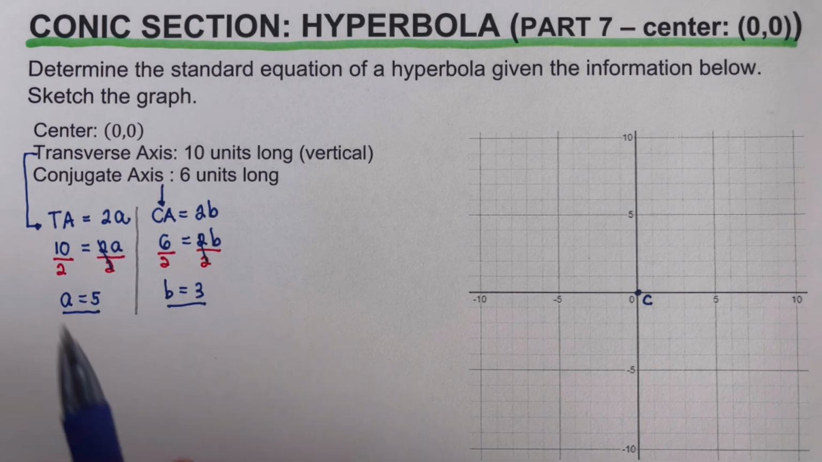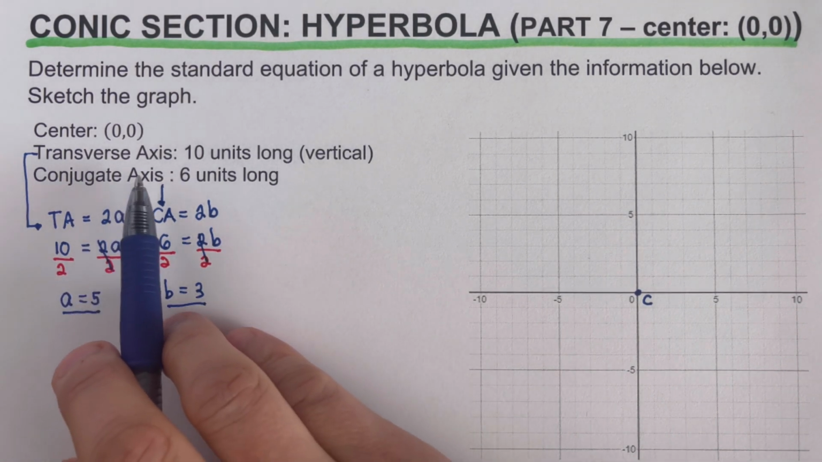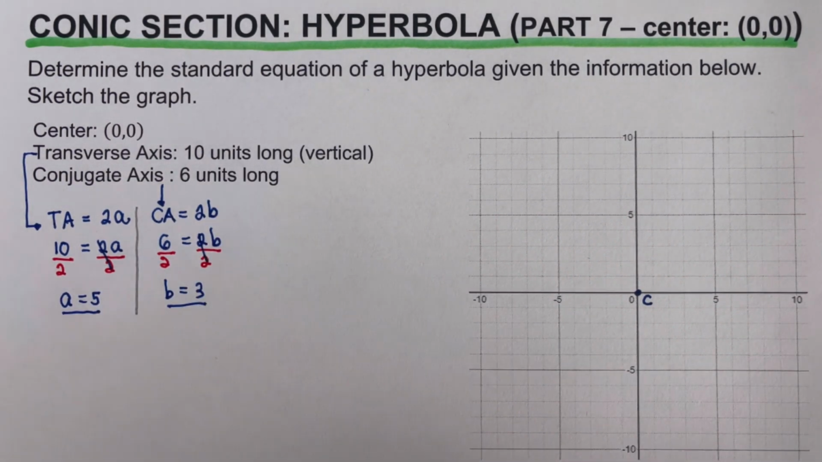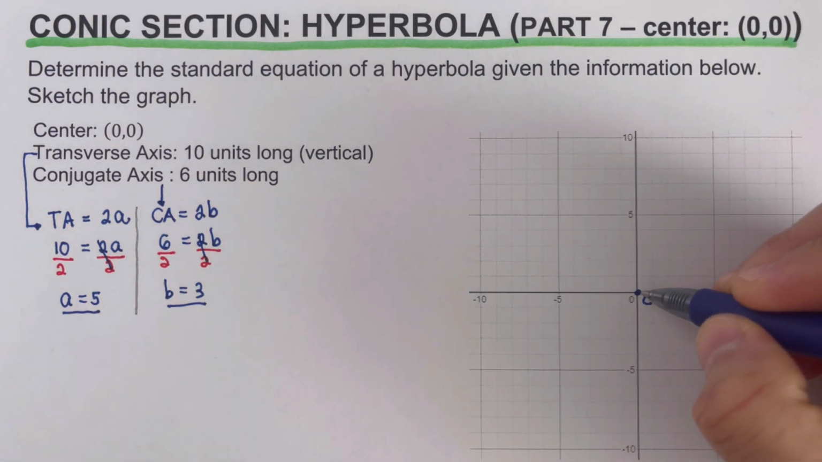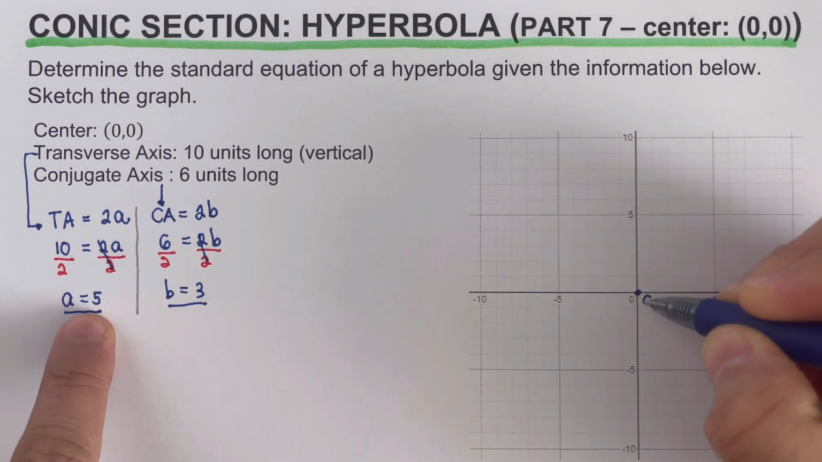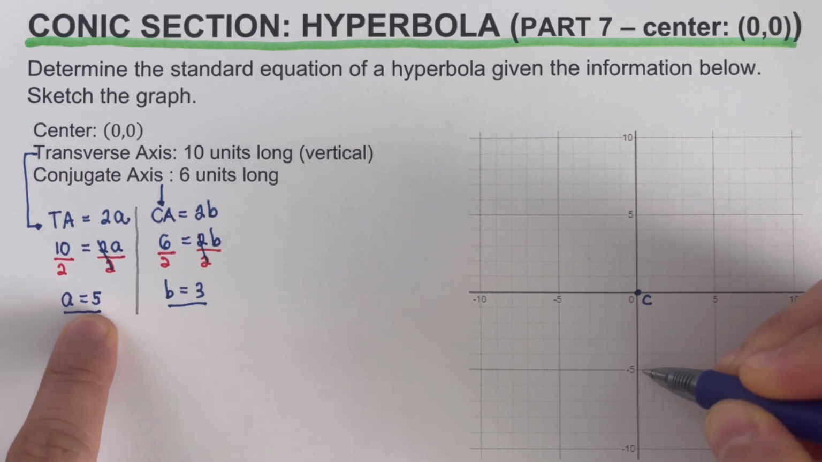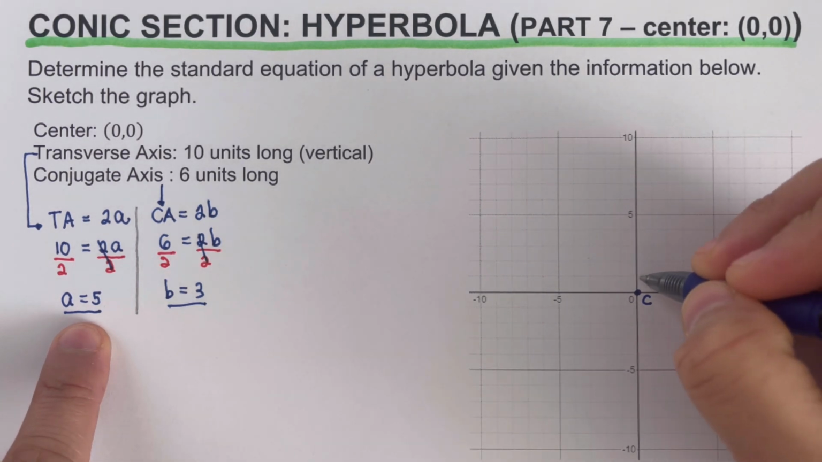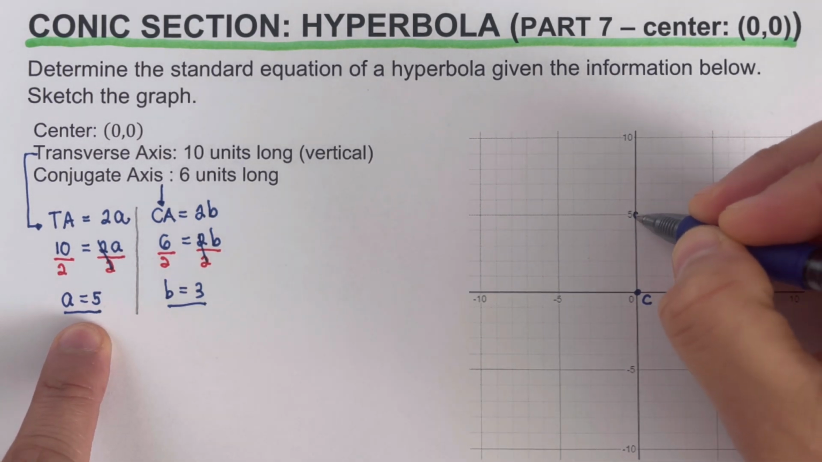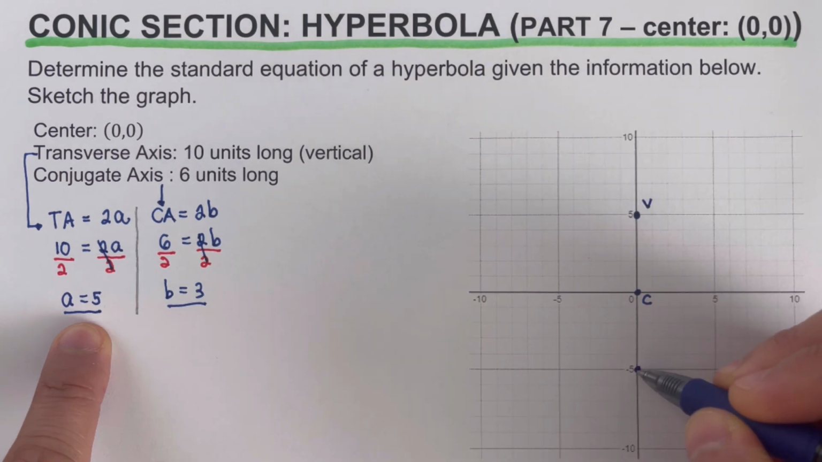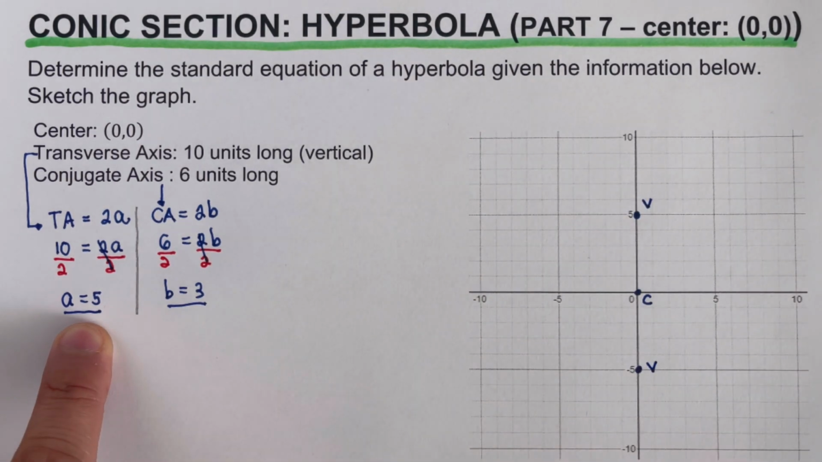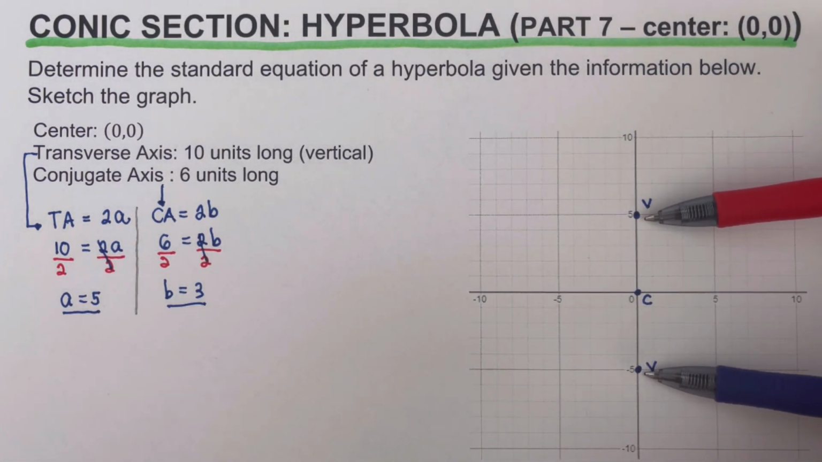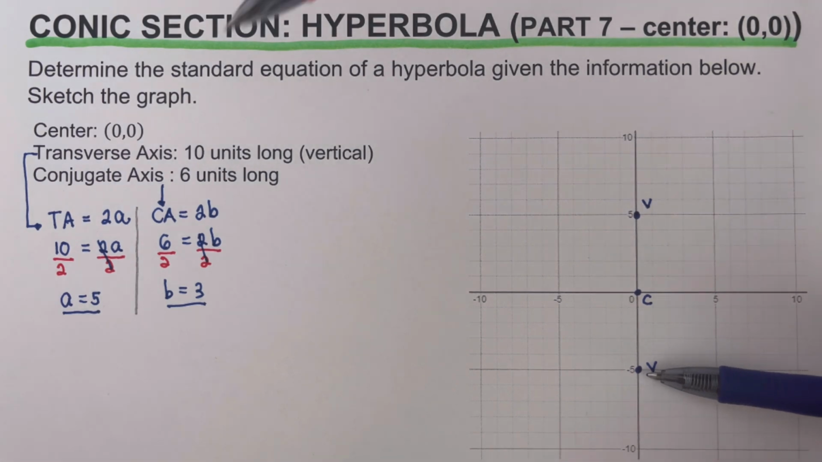Now, looking at these numbers, since our transverse axis is vertical and it's 10 units long, a would be 5 units up and 5 units down to get a total distance of 10 units in length. So I'm going to count 5 up: 1, 2, 3, 4, 5. This is our vertex, and this is our vertex also across down here. If you counted, the distance between these two vertices would be 10, and that is actually the transverse axis.